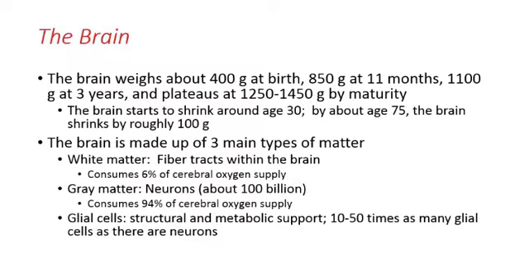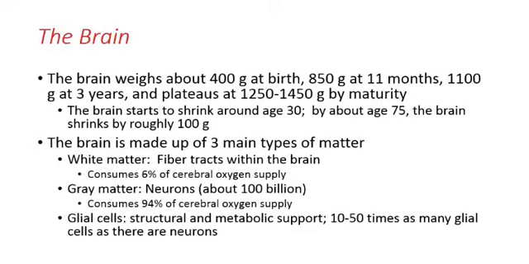And unfortunately, once we pass age 30, the brain starts to shrink. And by about age 75, the brain shrinks by roughly about 100 grams. Some of my studies involve centenarians, as I mentioned, or 100-year-olds. And when we weigh their brains after living 100 years, they're around about 900 grams or so on average. So again, losing quite a bit from that 1,250 to 1,450.